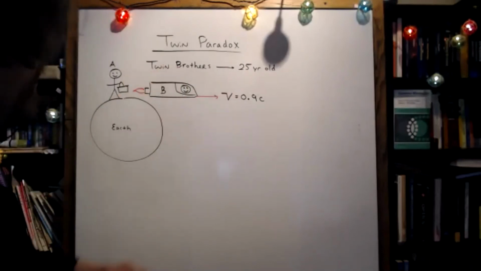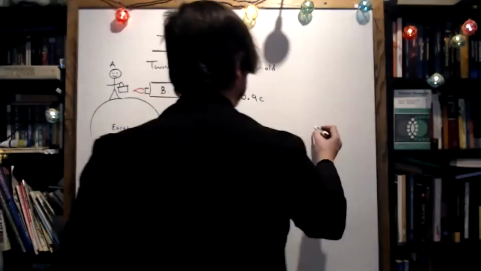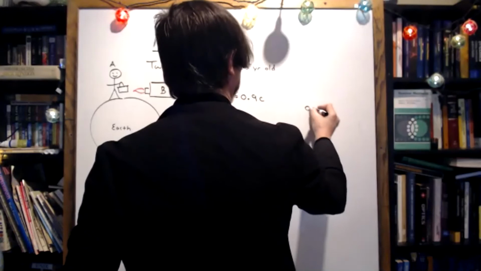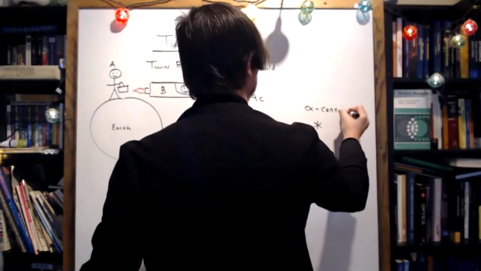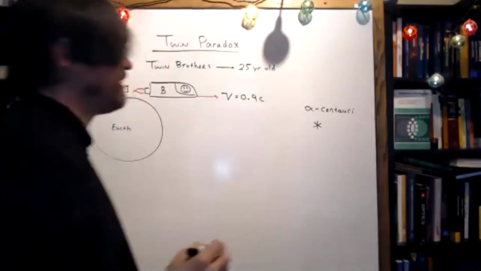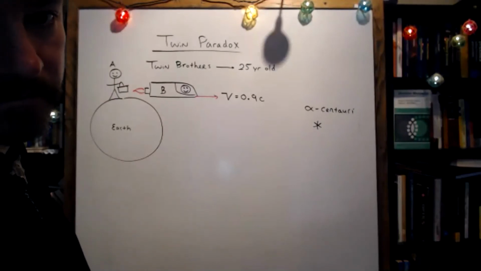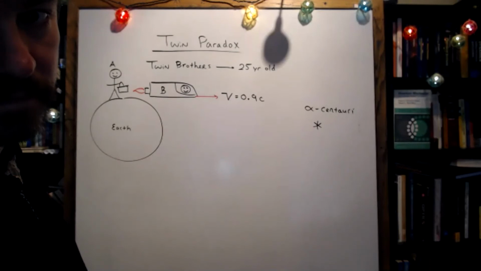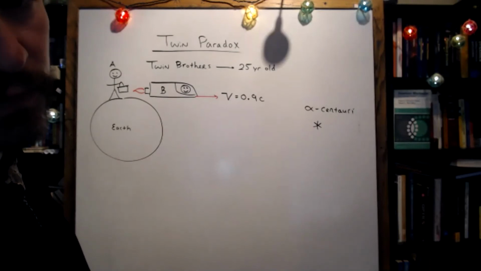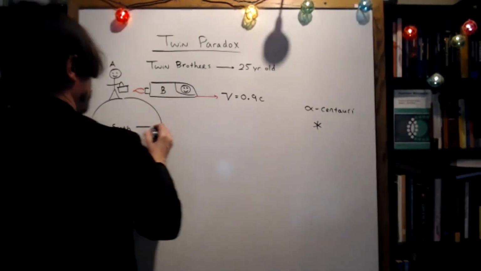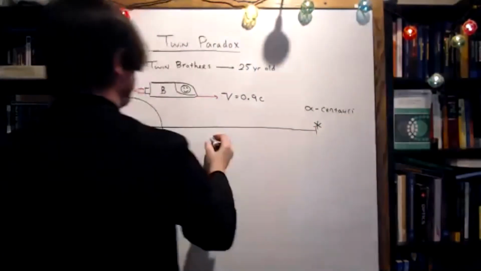So Brother B is going to take the spaceship trip to the nearby star system of Alpha Centauri. And I believe, Christopher, you know the distance to Alpha Centauri, don't you? I think it was 4 light years. 4.4 light years to be exact. Yeah, round down. Okay, that's fine.